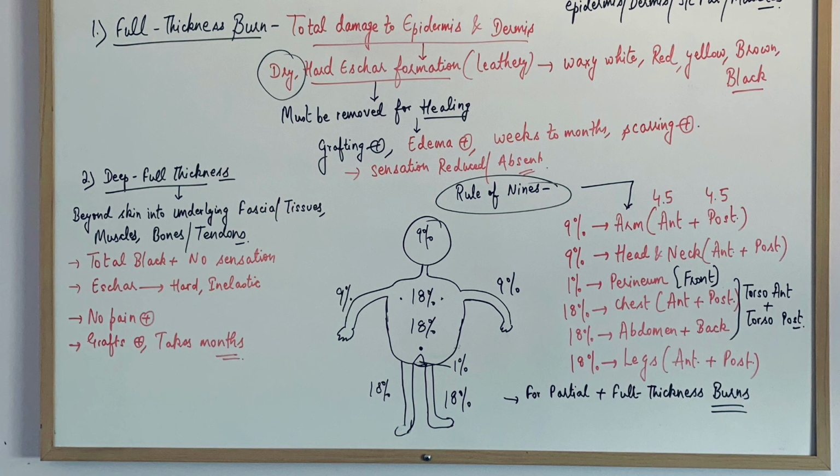Okay, and let's move on to deep full thickness burn. Deep full thickness burns will be deeper. The deeper layers of the skin will be involved. Beyond the skin, the underlying fascia, the underlying tissues, the muscles, the bones and the tendons are all involved. In this type of burn, there is obviously eschar formation, which appears totally black, and this is hard.